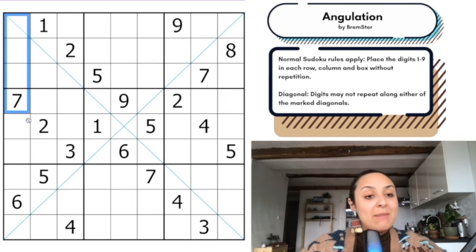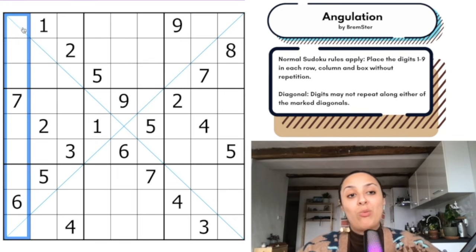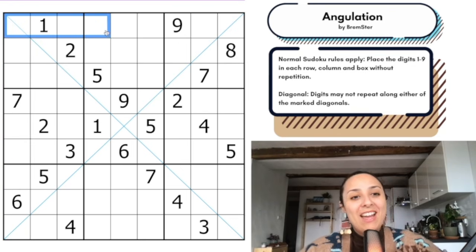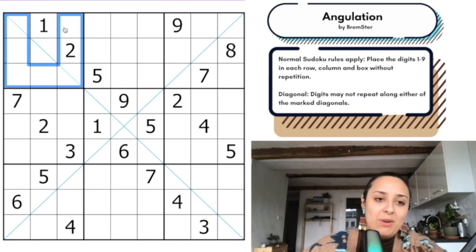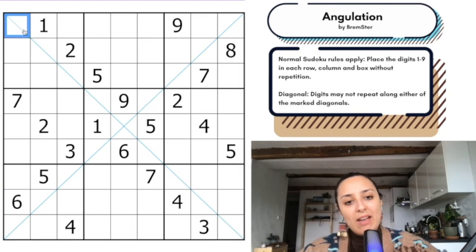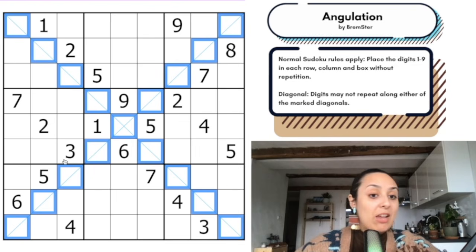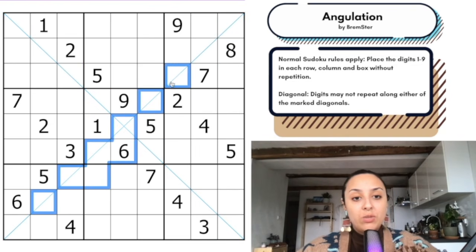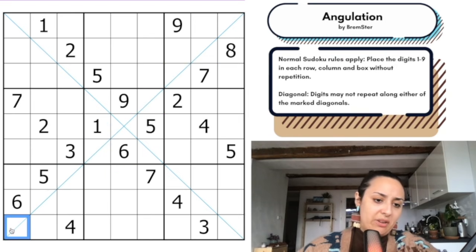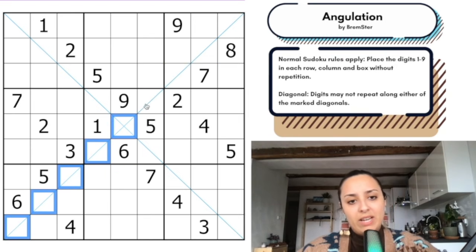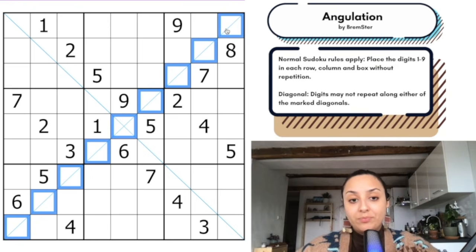So, normal Sudoku rules apply. That means we need to place the digits 1 through 9 once each in every column, row, and 3 by 3 box. Beautiful. Then we have the diagonals. And so there's two. This one we call the positive. That's a rough positive diagonal. So this is the positive.